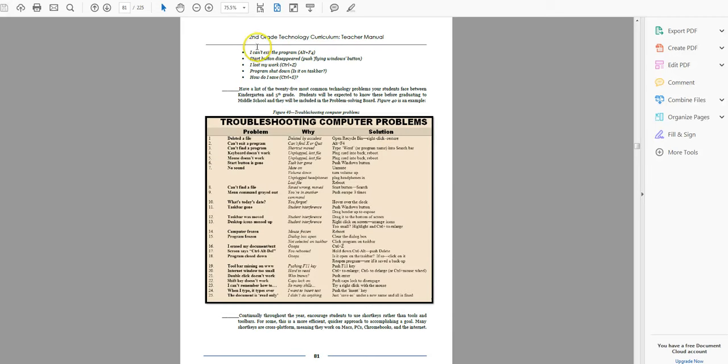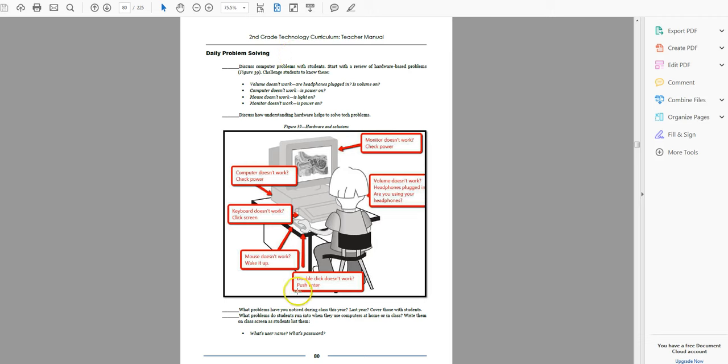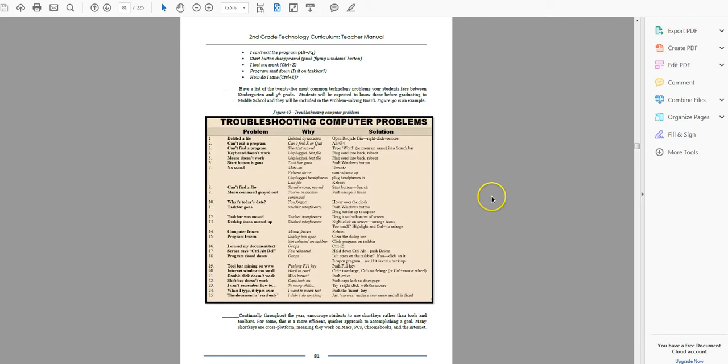Username and password, can't exit a program. These are common ones that they'll face, so might as well solve them. This is only 5 or 6 of them, so might as well have the students responsible for those. But here's a list of 25.